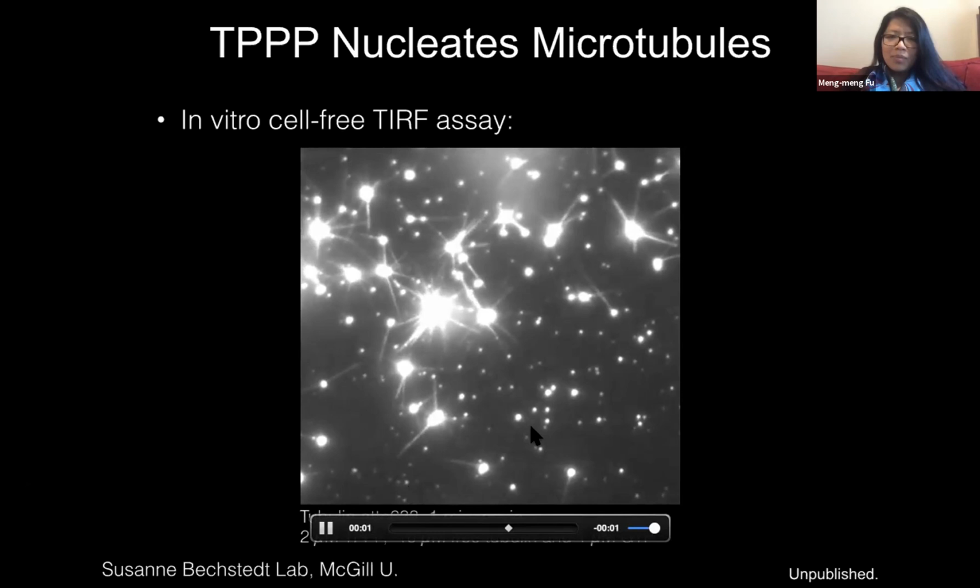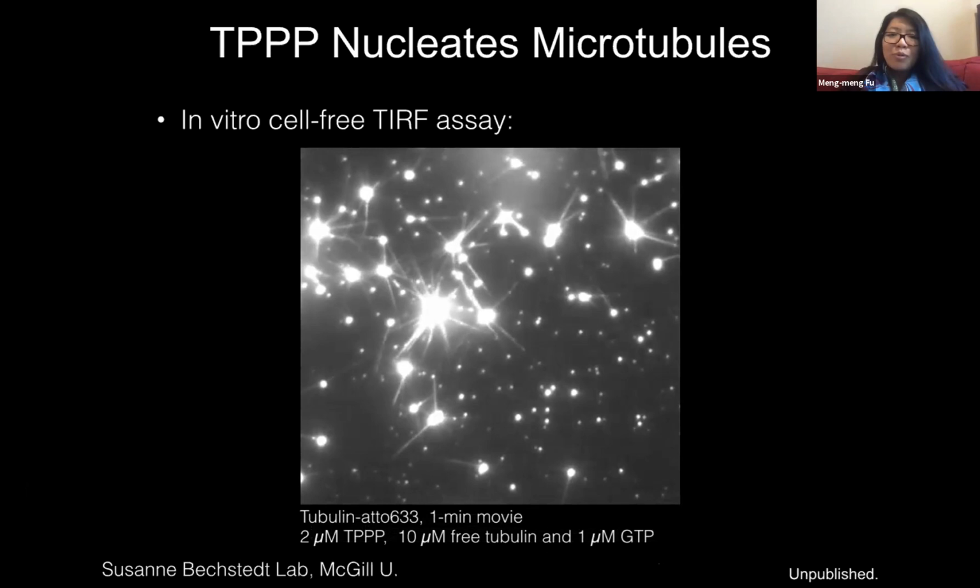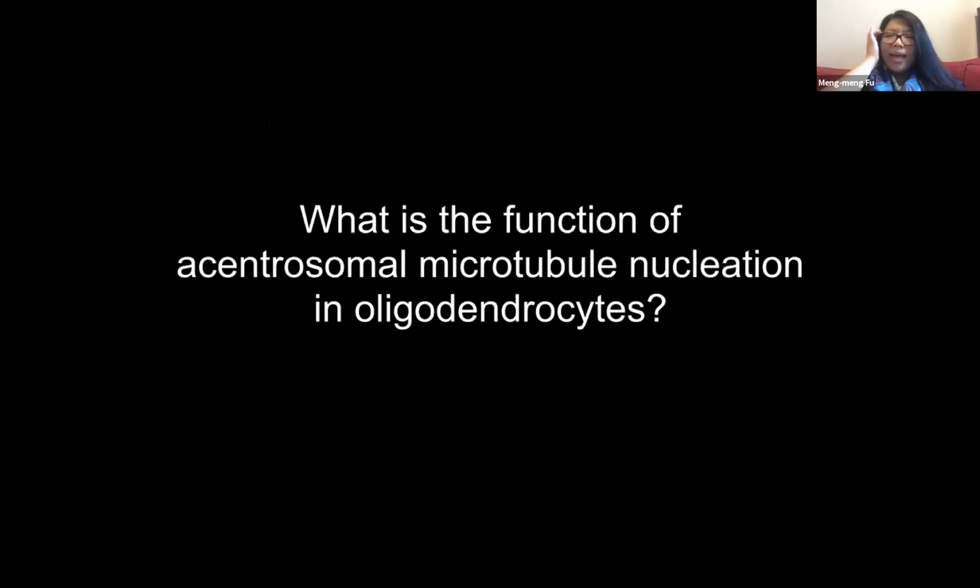So in this movie, that's only 1 minute long, you can see these asters with microtubules that are rapidly emerging from them. And so this is both a rapid and a robust process. And in this condition, we're using very low concentrations of GTP. So at 1 micromolar GTP in 1 minute, normally you would not see any microtubules formed. And so knowing that TPPP is able to nucleate microtubules, we then asked, what is this acentrosomal microtubule nucleation structure doing in oligodendrocytes? And so then I turned back to the oligodendrocyte culture system.